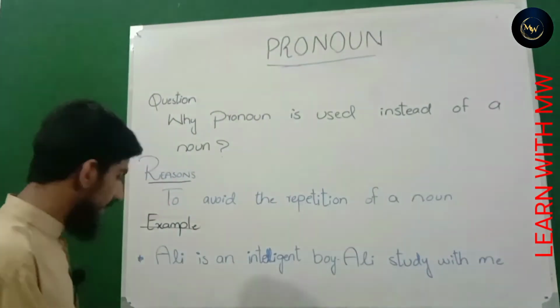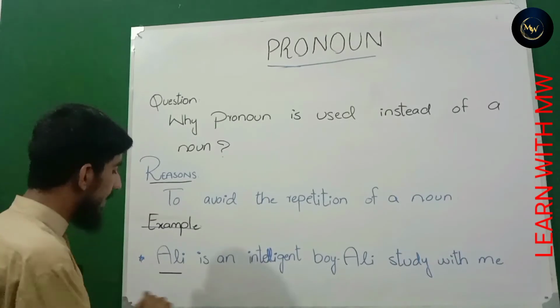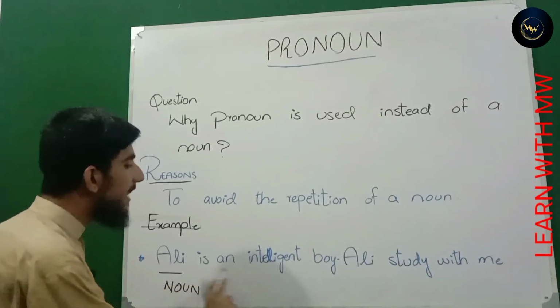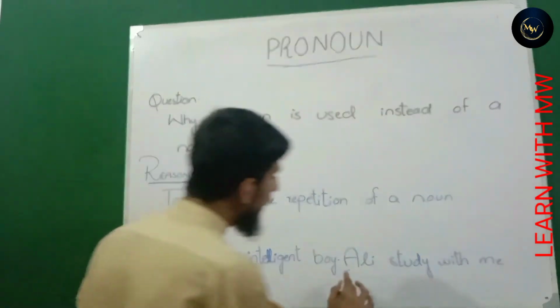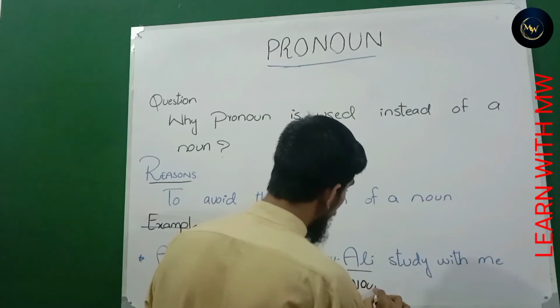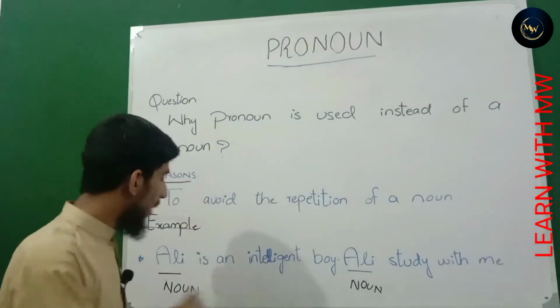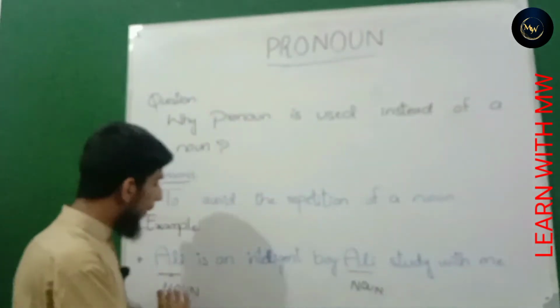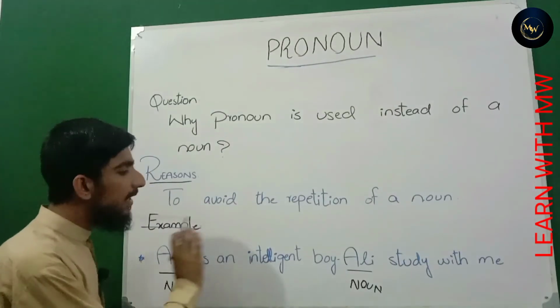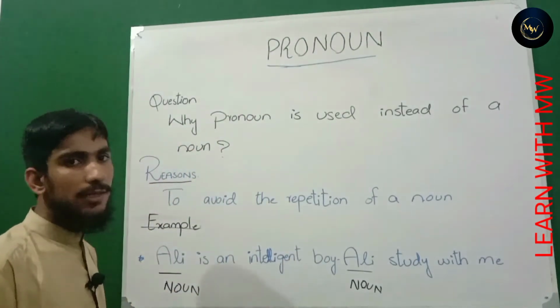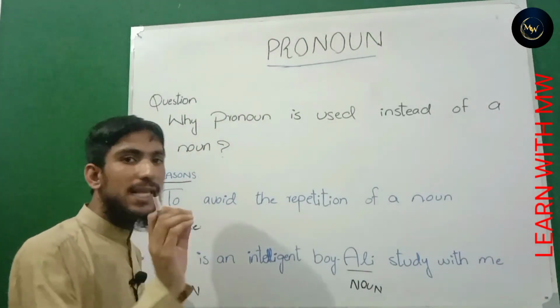For example, in this example, Ali is a noun, and we say Ali is an intelligent boy. Again, in this sentence, we say Ali studied with me. So Ali is an intelligent boy and Ali studied with me. In this sentence, there is a repetition of the noun Ali. So to avoid the repetition of the noun, we replace it with the pronoun.